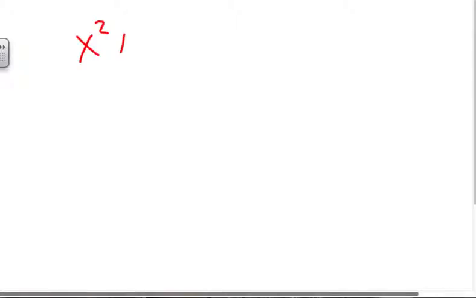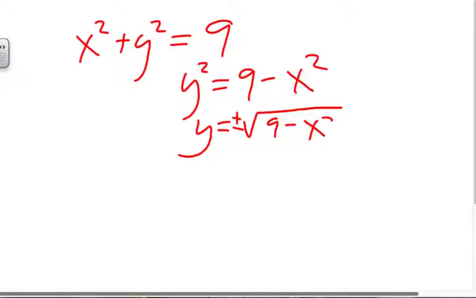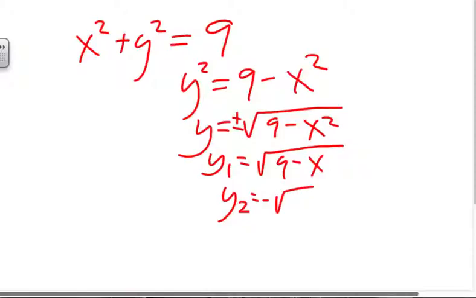x squared plus y squared equals 9. This is a circle. If you do this on a TI, you're going to have to solve this thing. y squared equals 9 minus x squared. y then is going to equal plus and minus the square root of 9 minus x squared. And so in the TI, you're going to have to put this in as y1 equals the positive square root of 9 minus x squared, and y2 is the negative square root of 9 minus x squared.